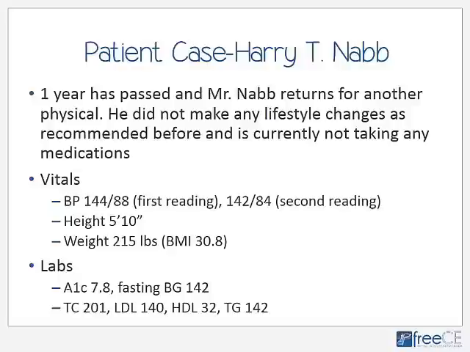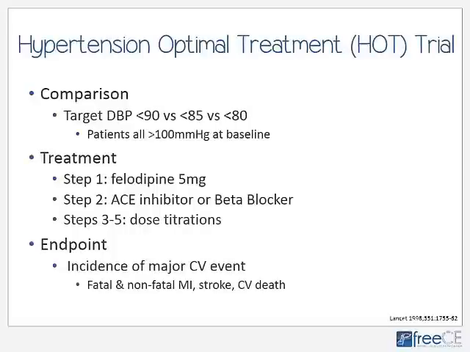So one trial that looked at goal blood pressures was the Hypertension Optimal Treatment, or the HOT trial. And this trial compared 3 different diastolic blood pressure goals: less than 90, less than 85, or less than 80. All patients included in this trial had a diastolic blood pressure over 100 at baseline. So they had a 3-step treatment approach.